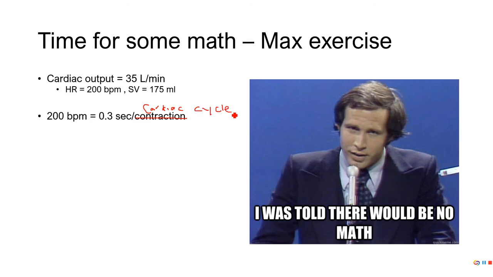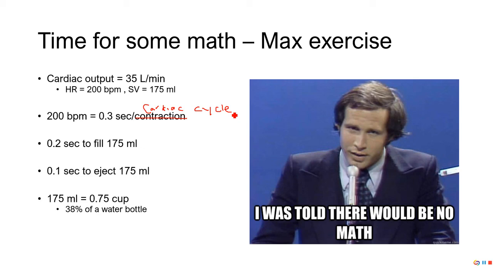So that means you have 0.2 of a second to fill 175 mils of blood into your heart, and then you have 1/10 of a second to get that much out. 175 mils is about 3/4 of a cup, or about 3/8 of a water bottle, so a little over a third. So how are we able to do this? How are we able to get that much blood into our heart?